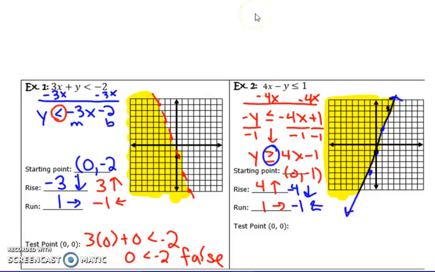And again, if we use the test point (0, 0), 4 times 0 minus 0 is less than or equal to 1. Well, 0 is less than or equal to 1. That is true. And if we look, (0, 0) is shaded. So that works. You can choose to use the test point. You can choose to use the little trick based on the sign. The only thing is, if you're going to use the trick, it must be in slope-intercept form. It cannot be in standard form.